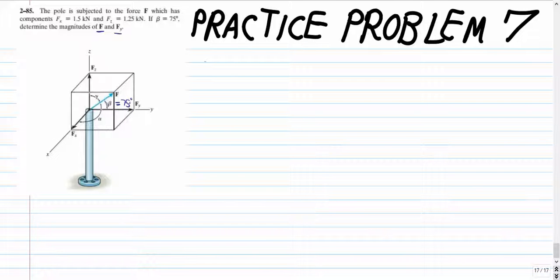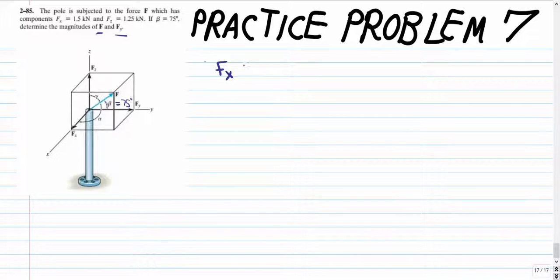And we need to find the value for two unknowns, which are the magnitude of the resultant force F and its component along the y-axis. So let's do the same procedure that we have been doing for the previous questions, and let's see how it works out. First of all, let's find the components of the force F along each of the axes. First, we will find its component in the x direction.